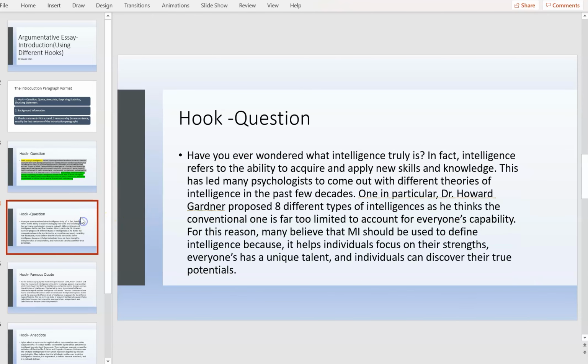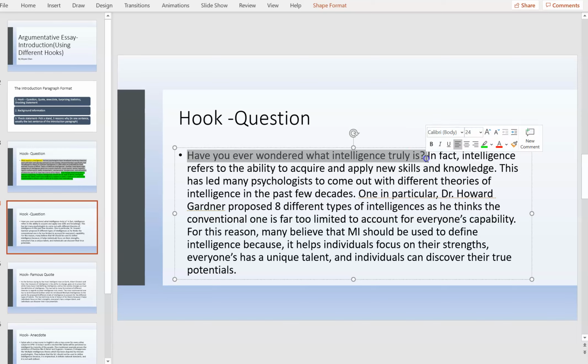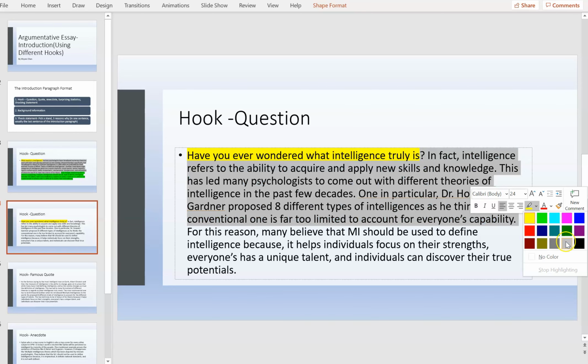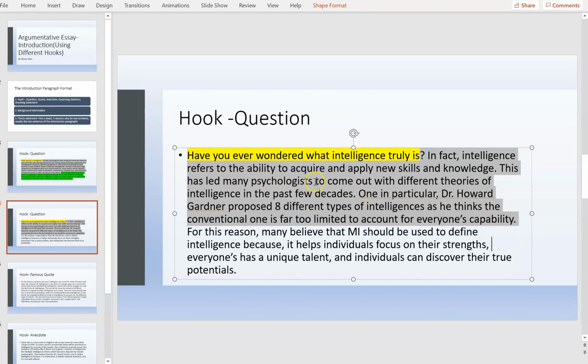Let's look at another sample of a question hook. Have you ever wondered what intelligence truly is? This is a question hook, another sample of a question hook. And this one here: in fact, intelligence refers to the ability to acquire and apply new skills and knowledge. This has led many psychologists to come up with different theories of intelligence in the past few decades. One in particular, Dr. Howard Gardner, proposed 8 different types of intelligence as he thinks the conventional one is far too limited to account for everyone's capability.